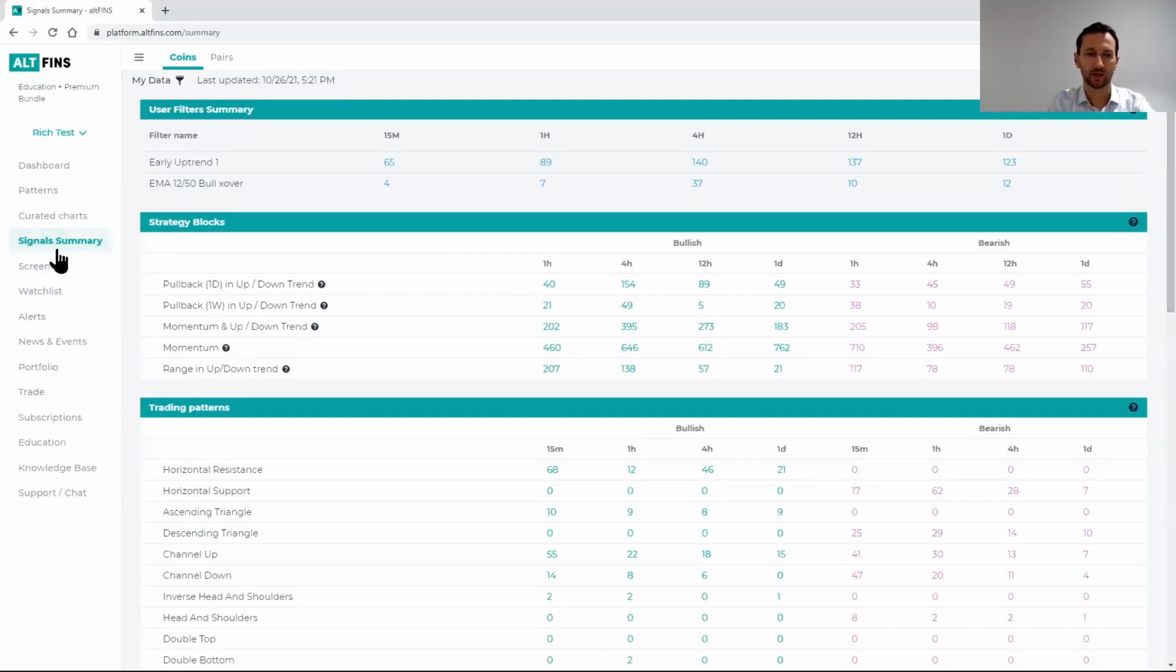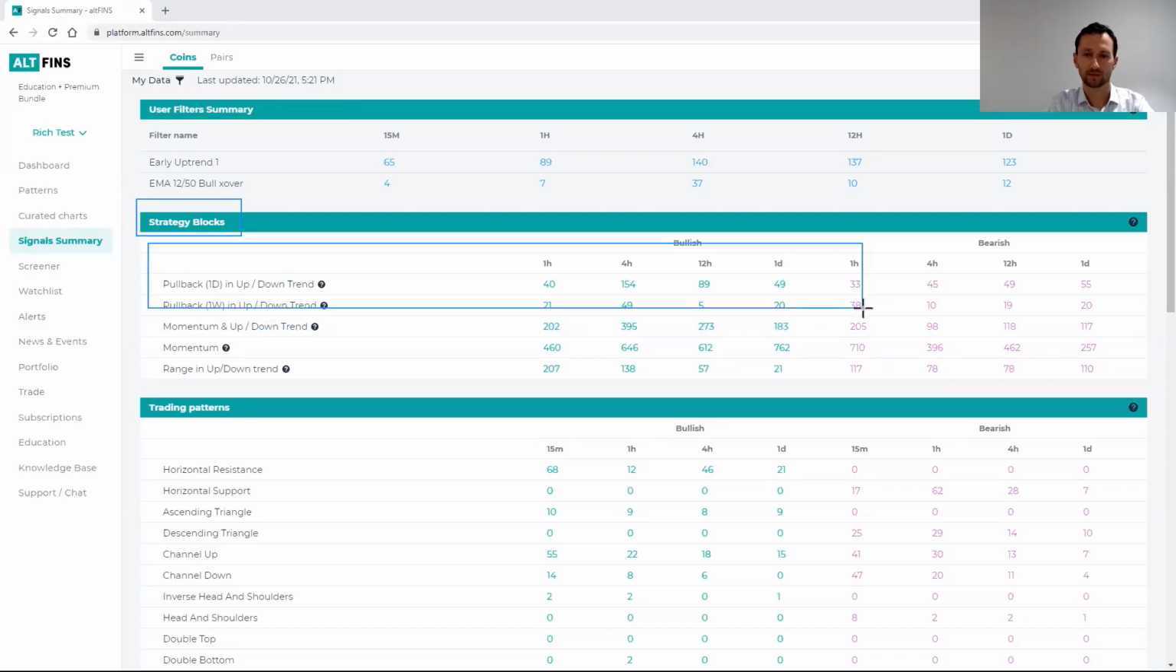One of them is here on the signal summary under the strategy blocks section. Here, pullbacks in an up or down trend. Obviously, if you were going to short, then you look at the bearish setups. But in our case, we're looking to go long. We're looking for bullish setups, and in fact, for a 1 day time interval. If you're trading on the lower time intervals, like an hour, you could use those links as well. But what this means is that the first one says pullback 1 day in an uptrend.